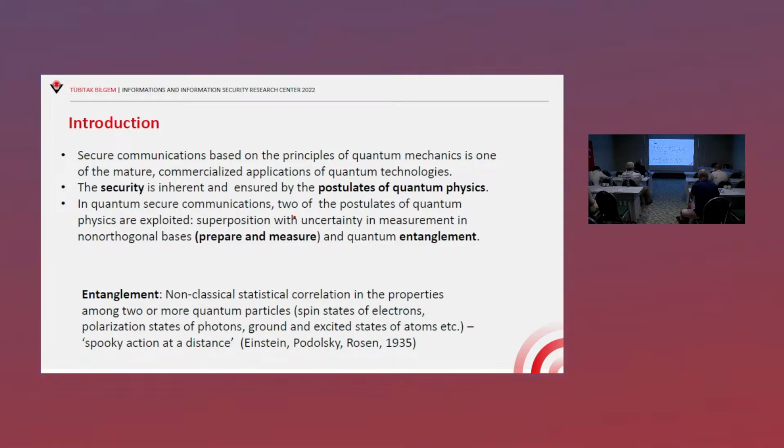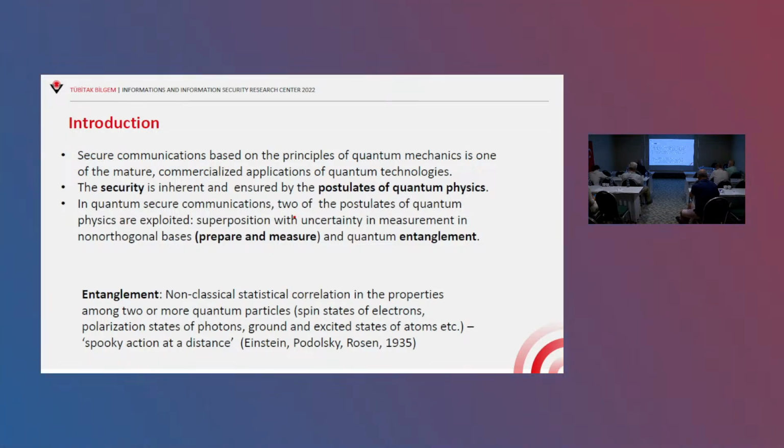Secure communications based on the principles of quantum mechanics is one of the mature and commercialized applications of quantum technologies. There are many other applications of quantum mechanics, like quantum computation and others that we have been discussing in this conference and other places. But this is, I would say, the most mature and already commercialized application of quantum technologies. And the security in this kind of application is inherent, ensured by the basic laws of physics and also the postulates of quantum physics.